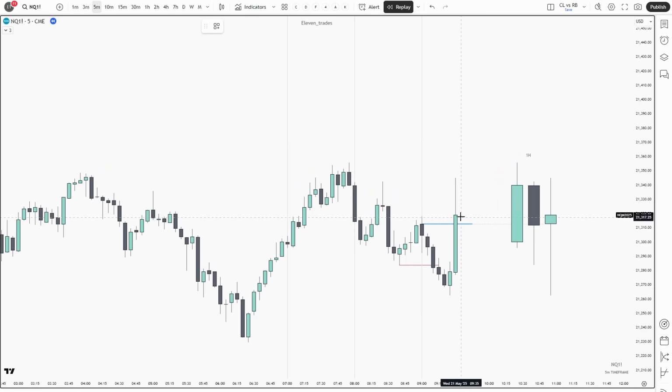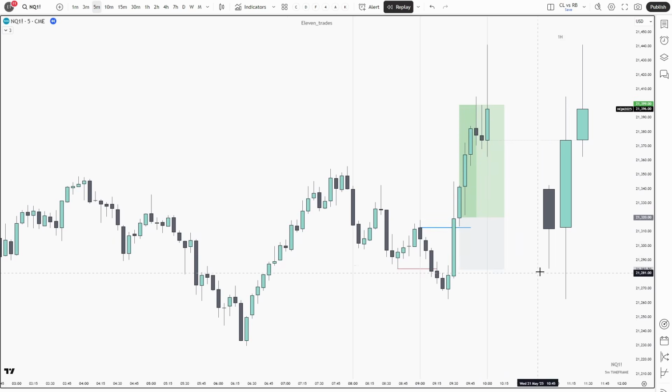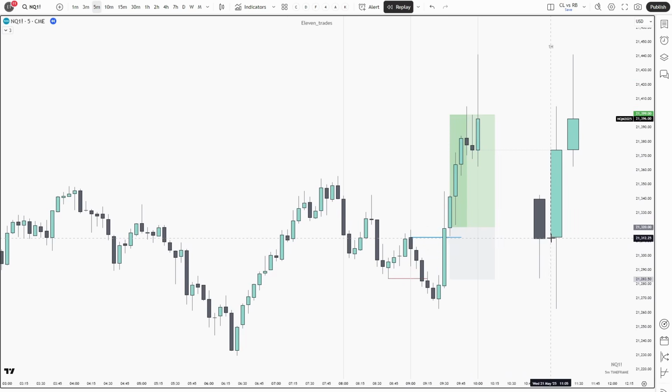So we can enter on the next candle, stop loss below the 50% of the order block, and we can target 2 hours. And now you can see this candle was an expansion candle, open low first in the first half hour, and then it expanded higher because the candle has time to expand.